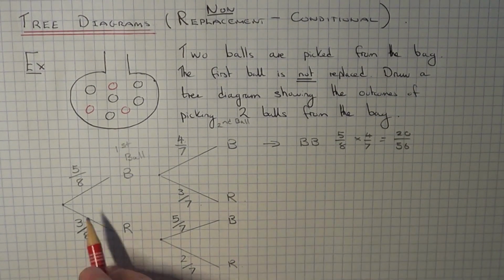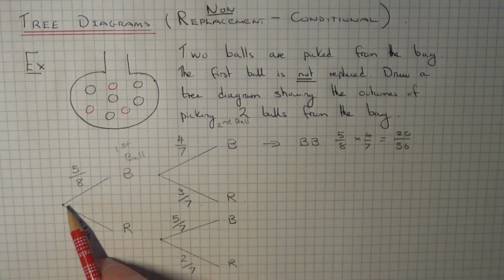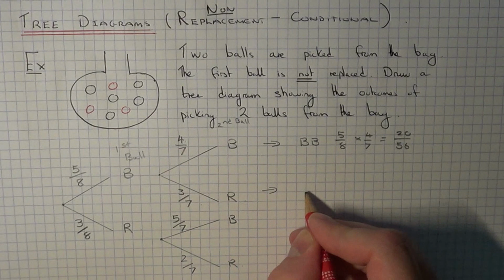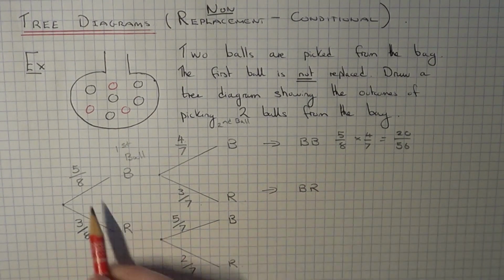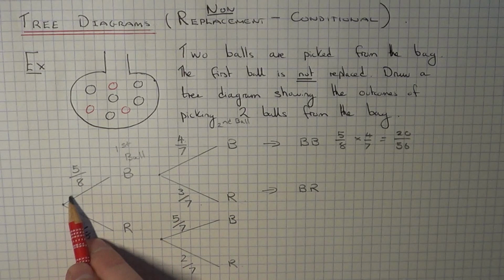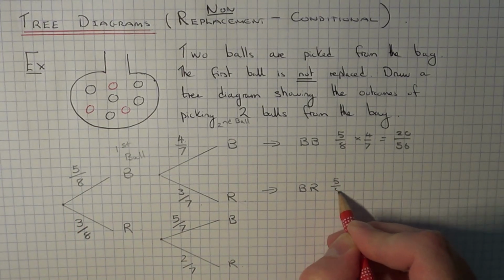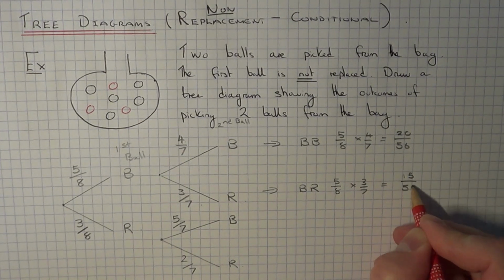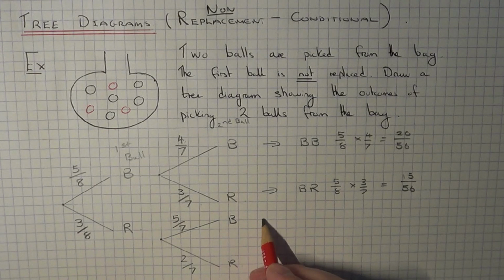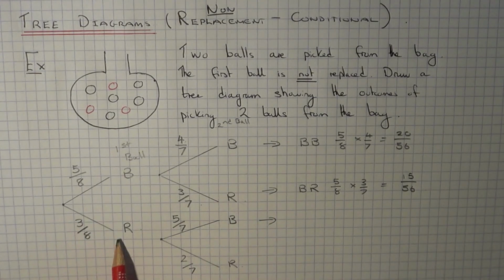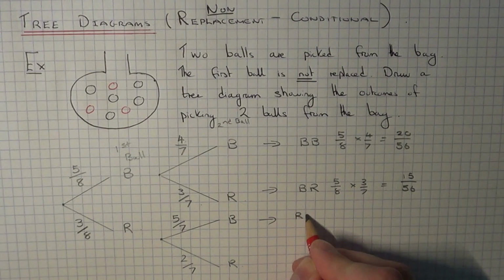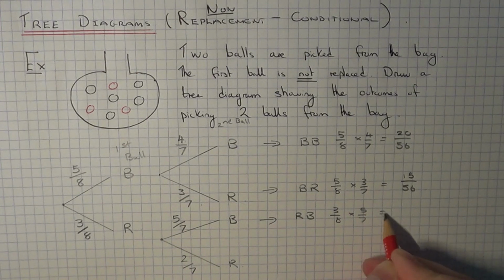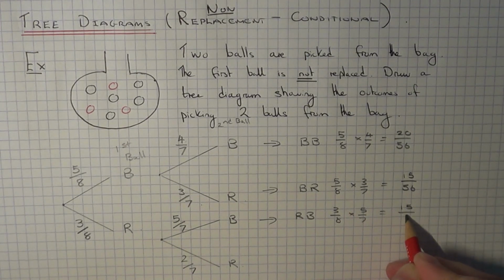Let's do the second route then. The other outcome would be picking a black followed by a red. Again, if you want to work this probability out, you just have to multiply the 5/8 by the 3/7. So that's 15 out of 56. Our third outcome could be a red ball followed by a black ball. This would be 3/8 times 5/7, which again is 15 out of 56.